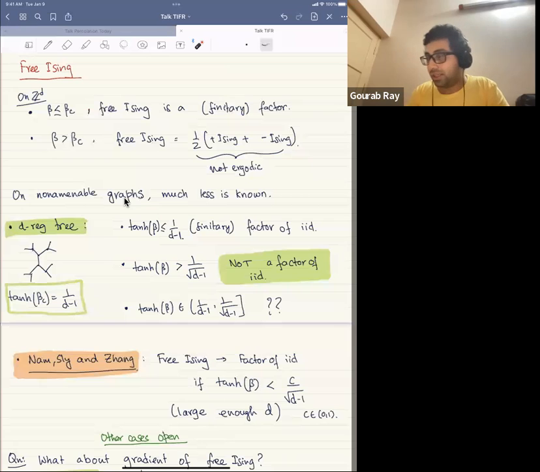So you can look up, this was proved by Sly, though Sly did not publish his result. It was proved in a paper by Liu. So this is a very, very intriguing result. And actually, if beta is in this range, then it's not known for the full range whether it's a factor of IID or not. Okay, so that's free Ising.